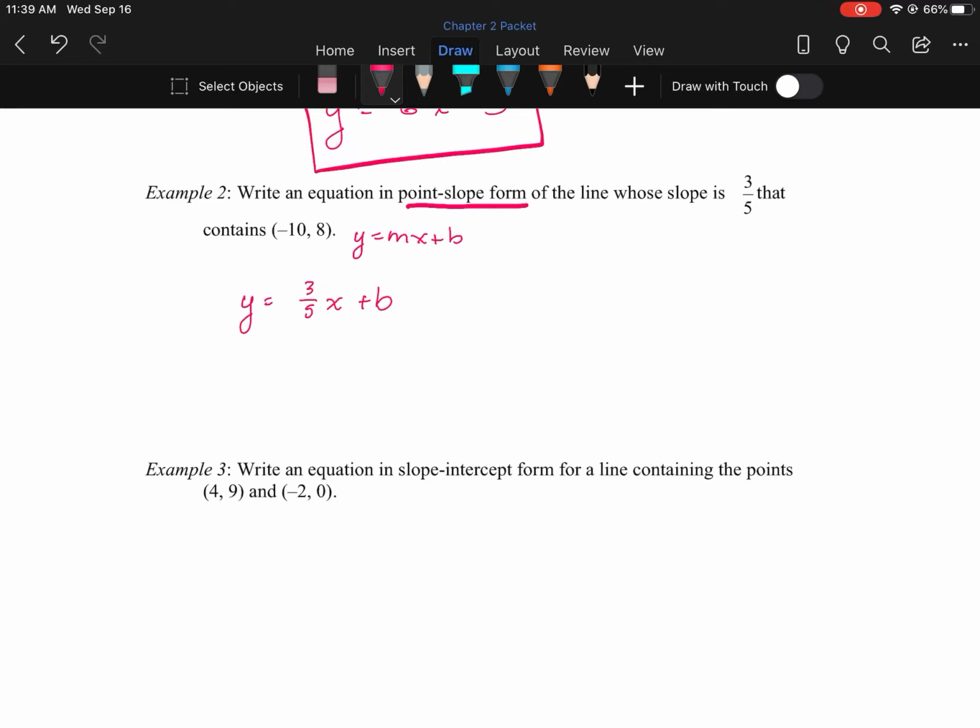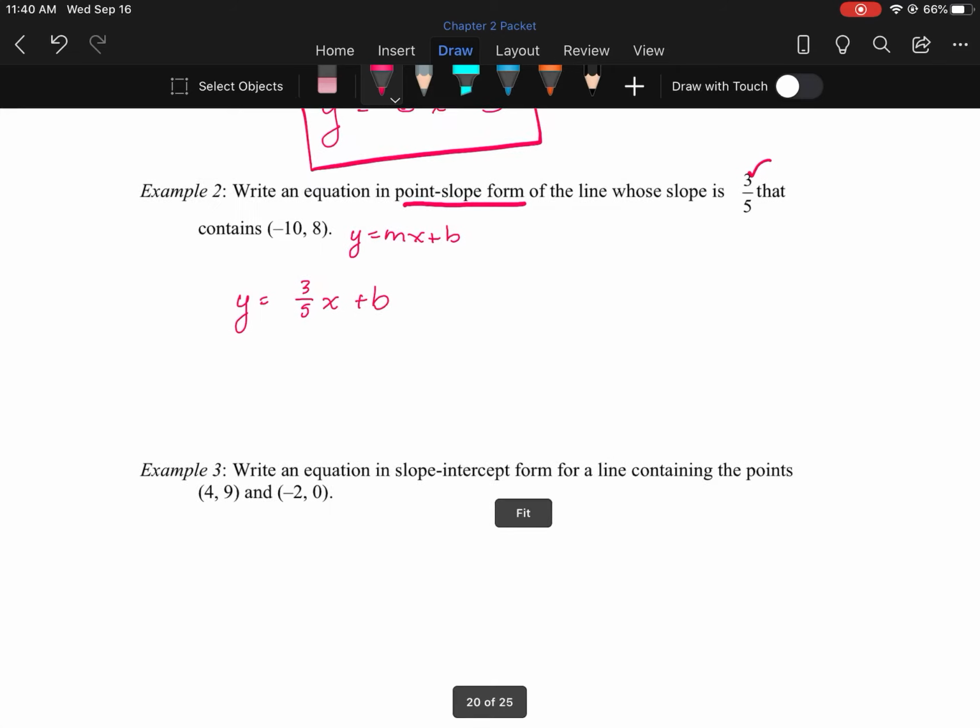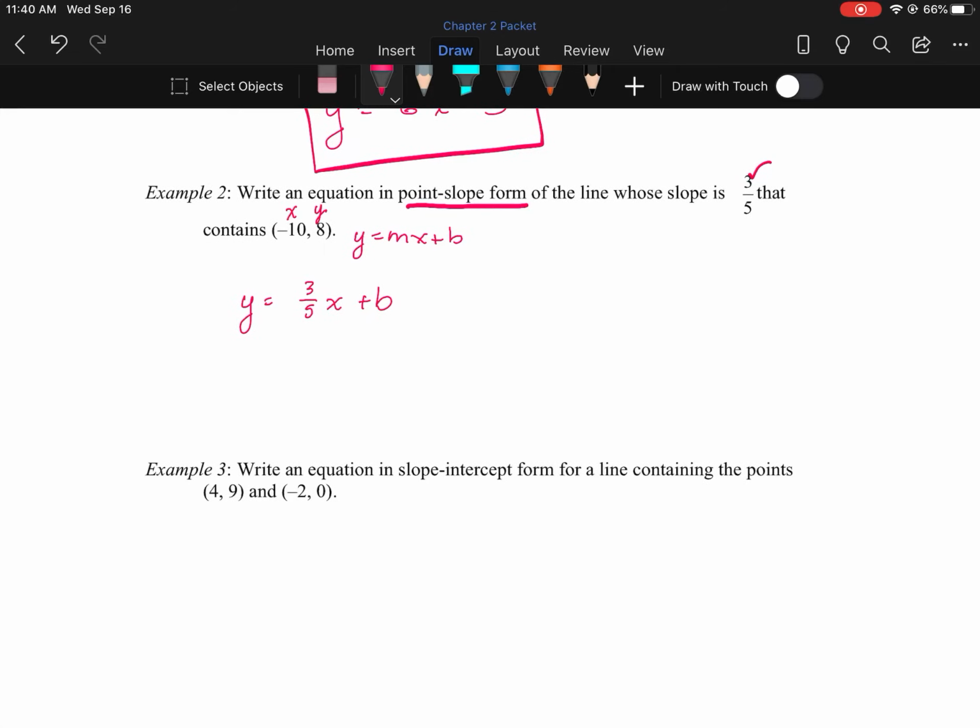So let's take a look at the information they gave us in the problem. We already used our slope, so we won't use that, but then it says it contains this point negative 10, 8. Well, if you think about it, negative 10, 8, that's an ordered pair, and an ordered pair consists of an x and a y value. So we're going to go ahead and substitute 8 in for y. We have our 3/5. X, we'll substitute in our negative 10 plus b. And now our equation only has one unknown value, so we're able to go ahead and work through this. So we're going to get 8 equals, if I reduce that, that becomes a 1, that becomes a 2, negative 6 plus b.